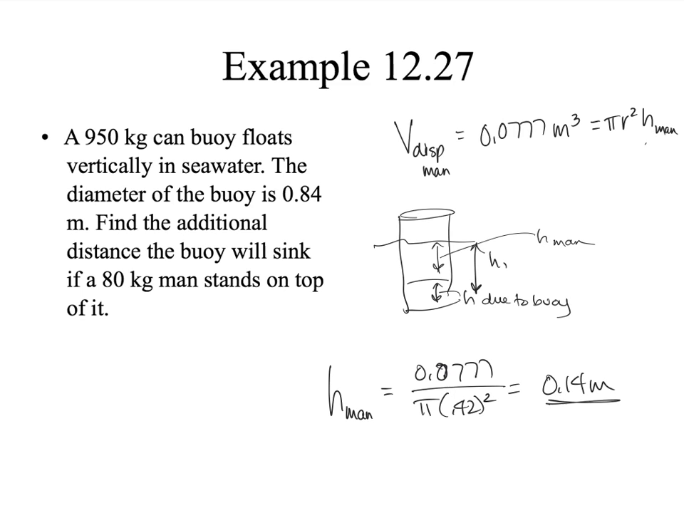It should make sense that it's significantly less than what we found for the buoy, simply because the man has a significantly smaller mass than the buoy does. Hopefully these two problems have given you a little bit of a better idea of how we can use Archimedes' principle to solve problems.